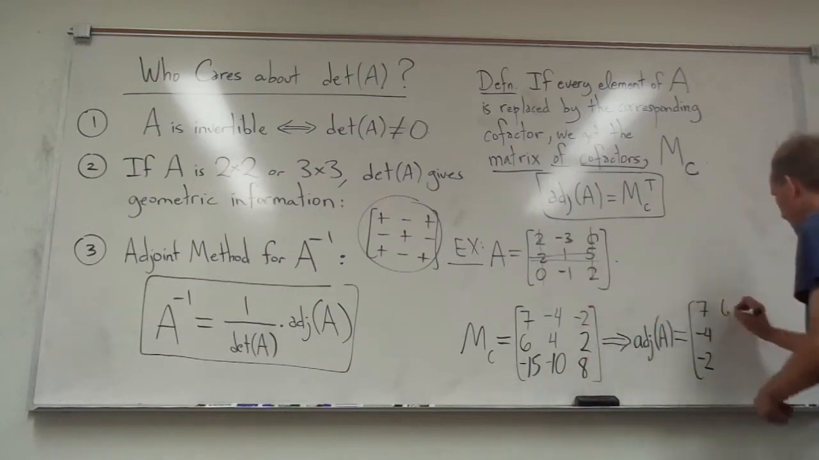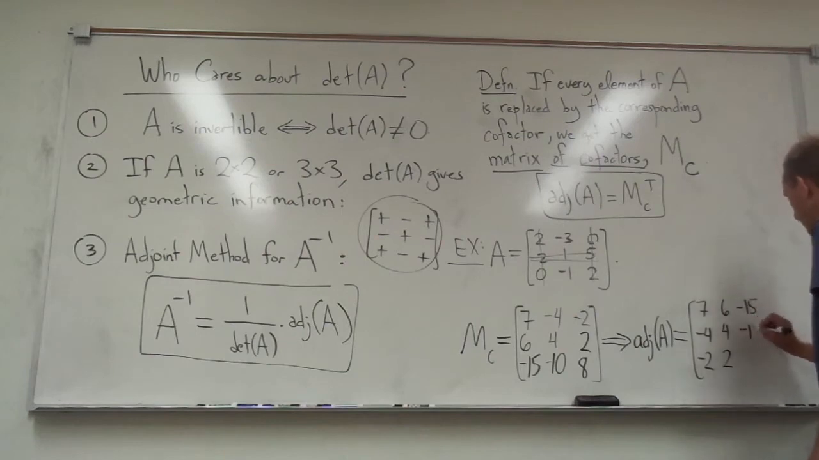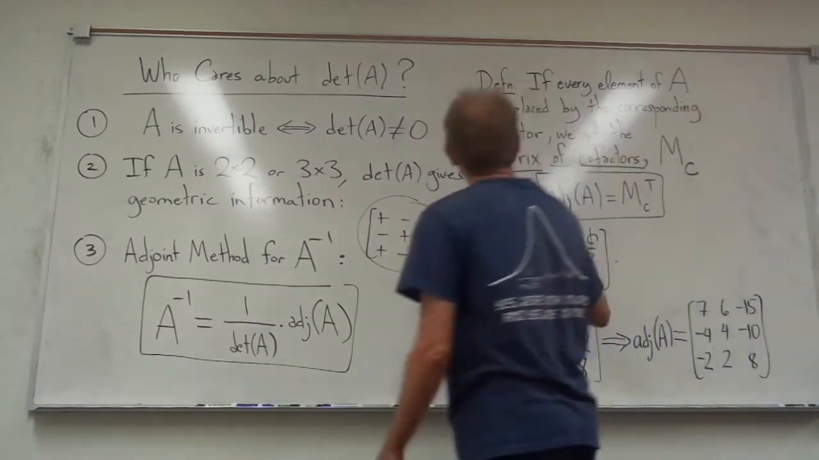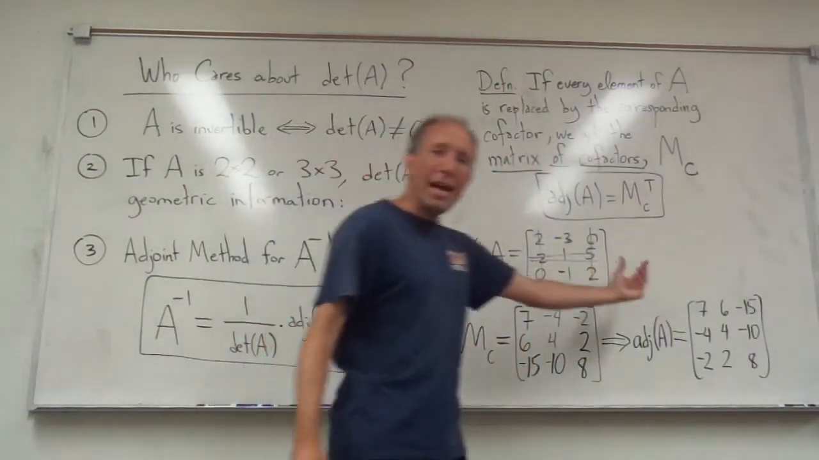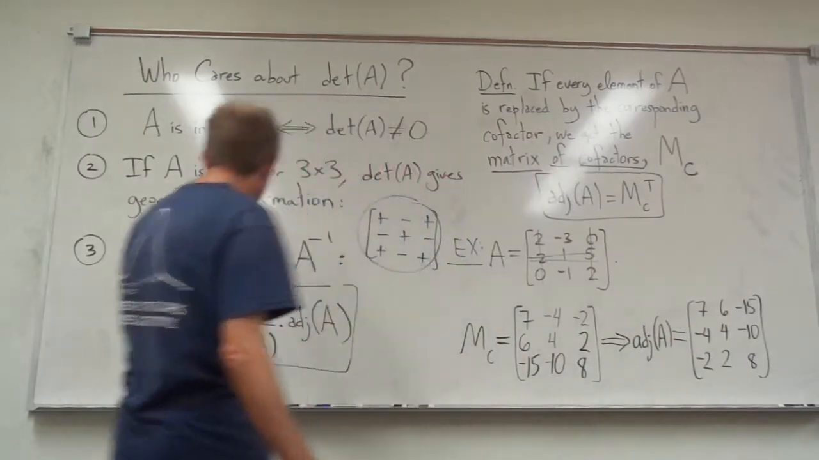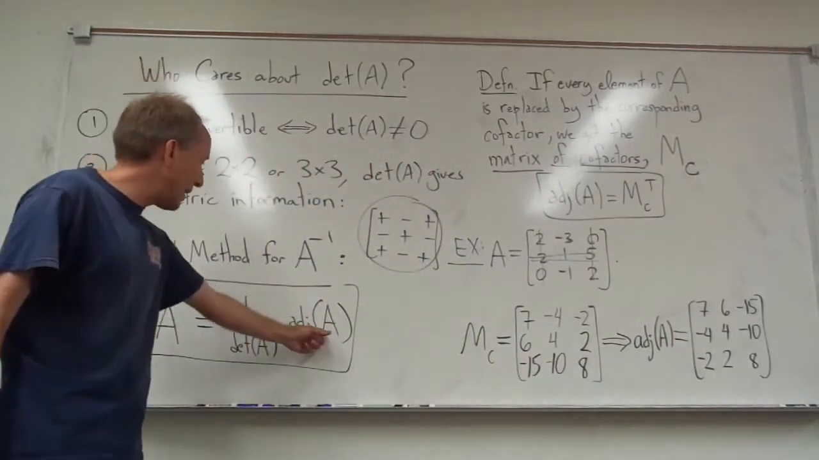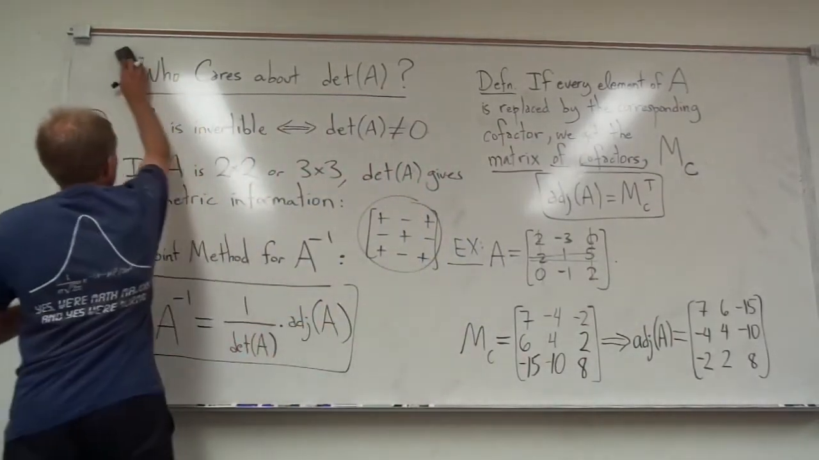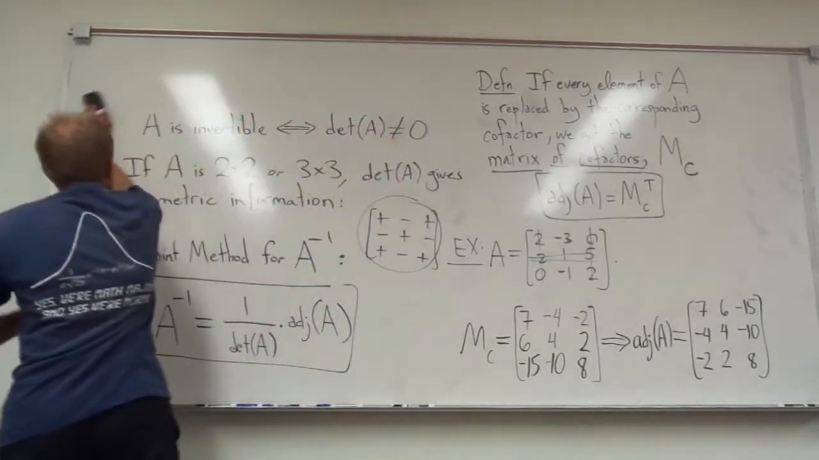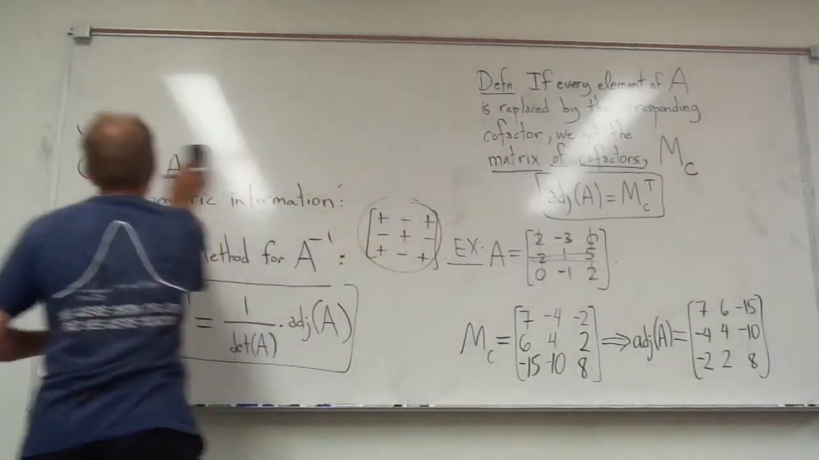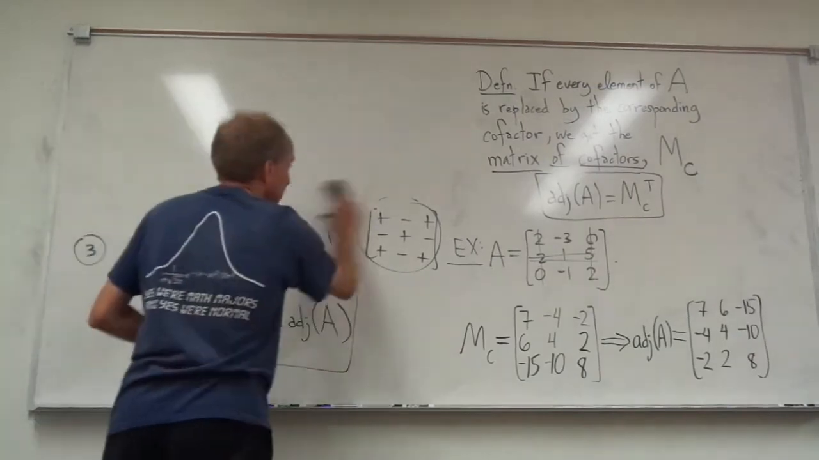The second row is going to become the second column, and the third row is going to become the third column. There's the adjoint of A. And so finally now, once I have the adjoint of the matrix, I can find the inverse by simply taking that adjoint and dividing it by the determinant. So I do need to find the determinant of A right now.